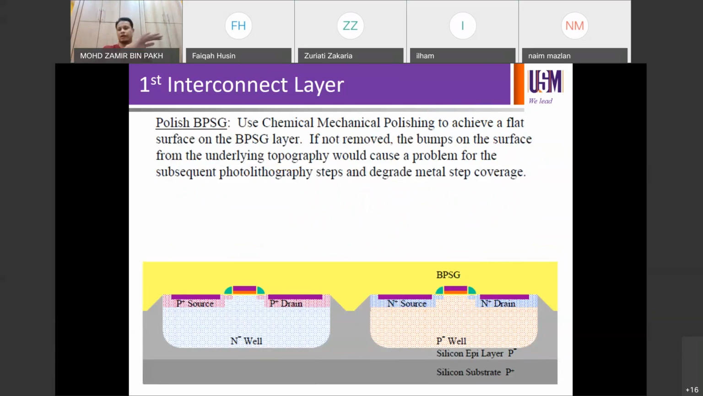BPSG, you planarize using CMP to make sure that you don't have bumps and topography. That will be a problem for your metal formation later on. You want it to be completely flat, right? So you use CMP process.